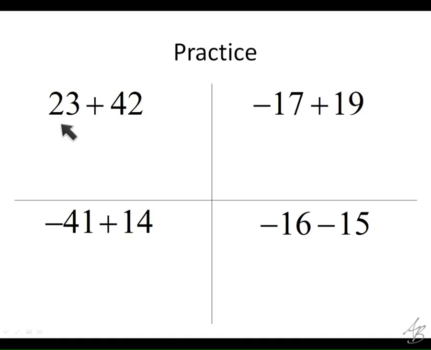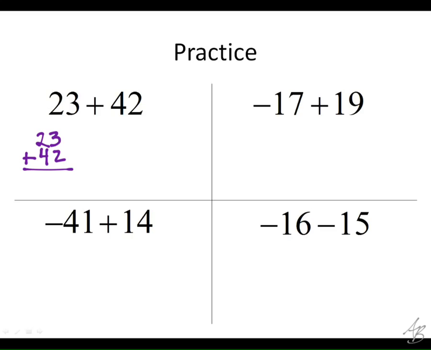So like on this one, well, they're both positive, right? So we're going to add or subtract? Add. When we add, does it really matter which one goes on top? No. So you could write it either way. I'll just put the 23 on top since that's first. So it's going to be 23 plus 42. And then go ahead and add them together. Okay? For the ones that you have to subtract, be sure you put the bigger number on top.